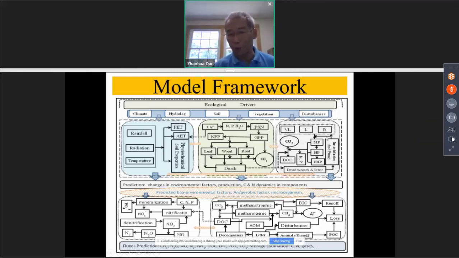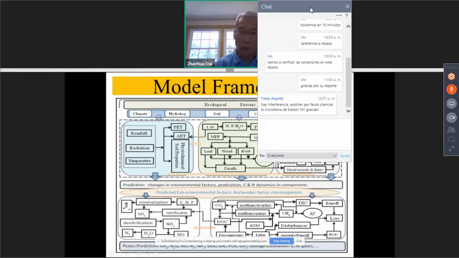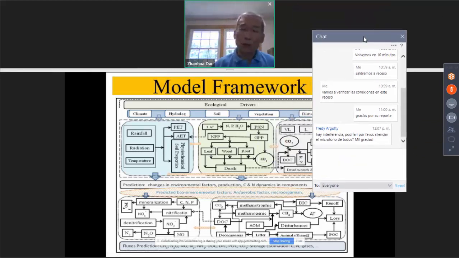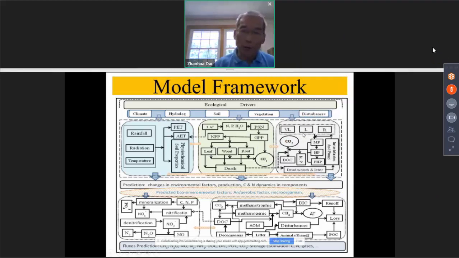Based on the different decomposers, first we partition the organic matter into three components: very labile, labile, and resistant. Based on the species, because the vegetation, the plant species, is already one of the inputs, we can simulate the organic matter in different pools.